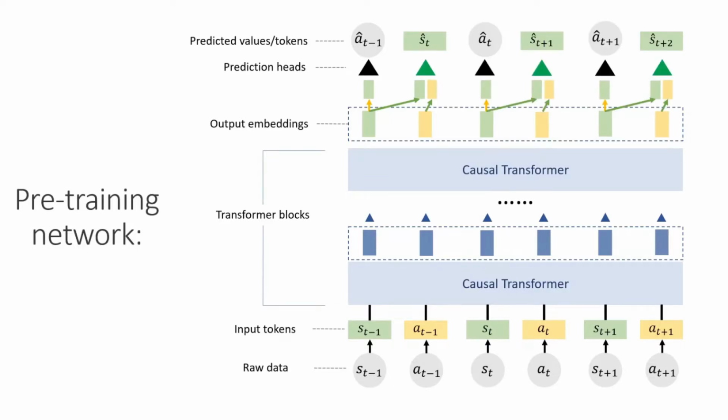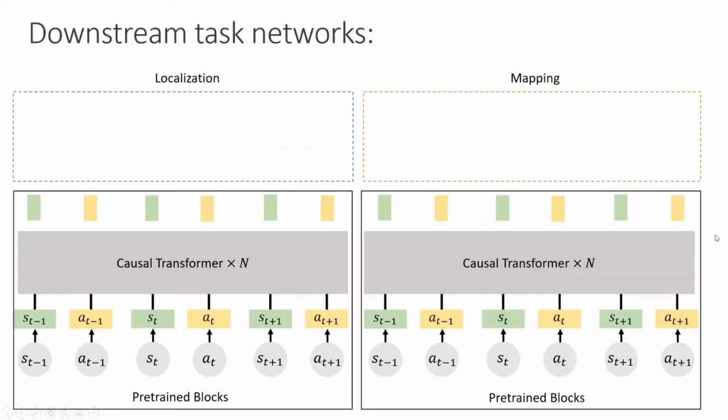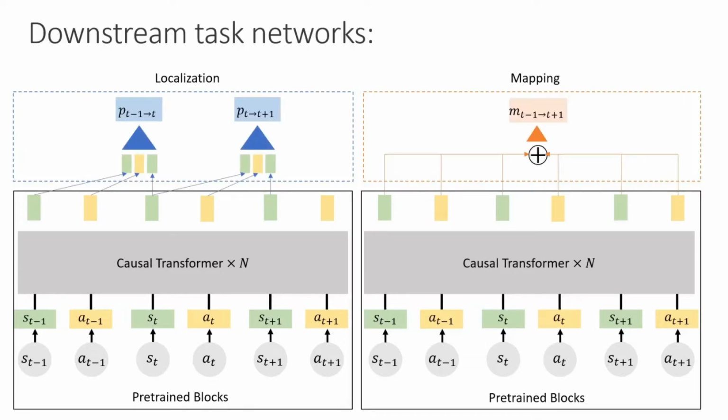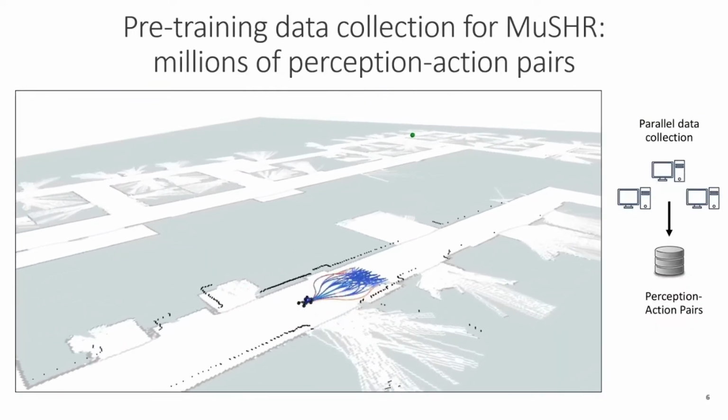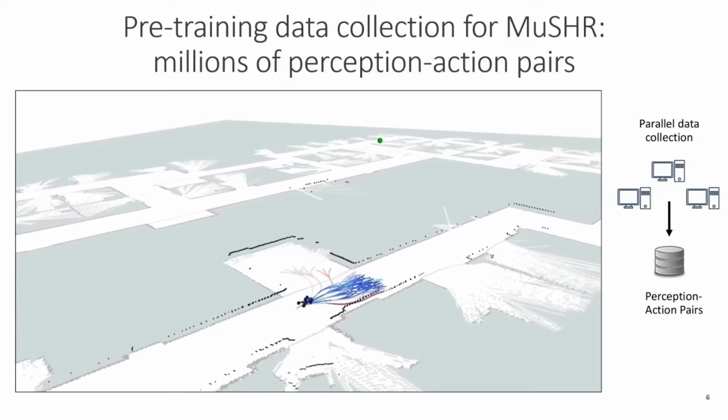This pretraining scheme ensures that the representation learned by the network has some notion of environment dynamics and also of the control policy of the agent. We can then use the same representation towards multiple downstream tasks, such as localization and mapping. And we do this by modifying the original tokens learned by the pretrained network towards these multiple downstream tasks with new fine-tuning heads. To pre-train this representation, we collected media and perception-action pairs for two types of robots.